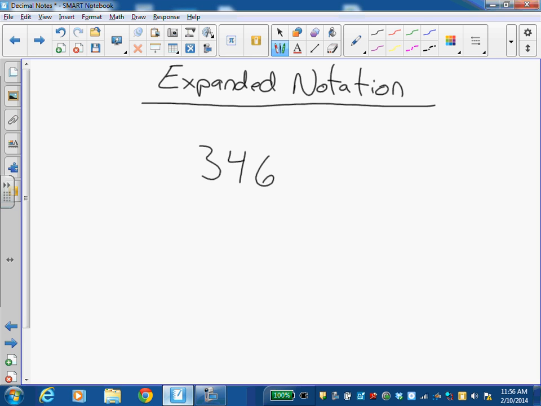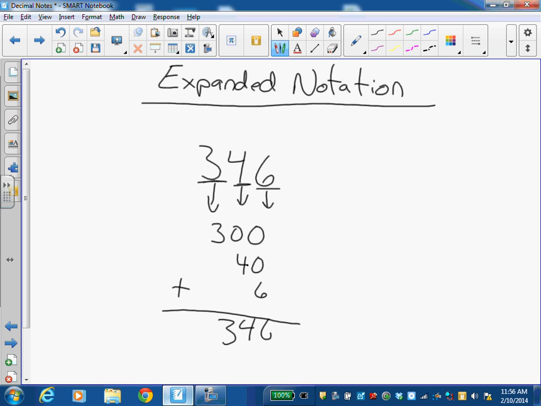The way that you're usually taught is you break each one up into its place value, and you look at one digit at a time. So the 3 is in the hundreds place, so that would be 300. The 4 is in the tens place, so that would be 40. And the 6 being in the ones place, you would just put a 6. And when you add that back up, there's really nothing to add because it all falls back into the same place as long as you set it up correctly. So usually you would see it like this: 300 plus 40 plus 6.